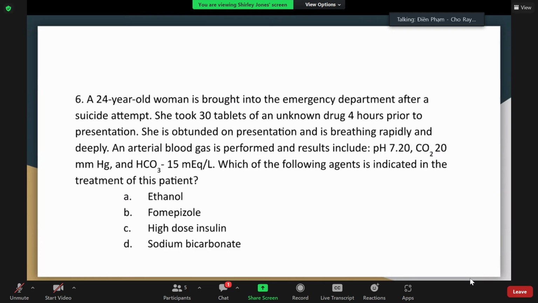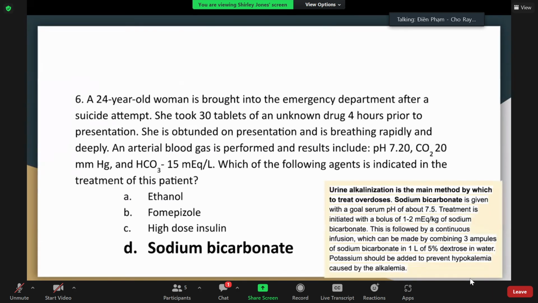Yes, it's the sodium bicarbonate. Exactly. So we have to alkalinize her. So goal serum pH around 7.5. We're going to bolus her sodium bicarbonate and then continuous infusion. And you can put like 3 amps of sodium bicarb in a liter. And then make sure you add potassium so that you're preventing hypokalemia, because that will worsen your acidosis.